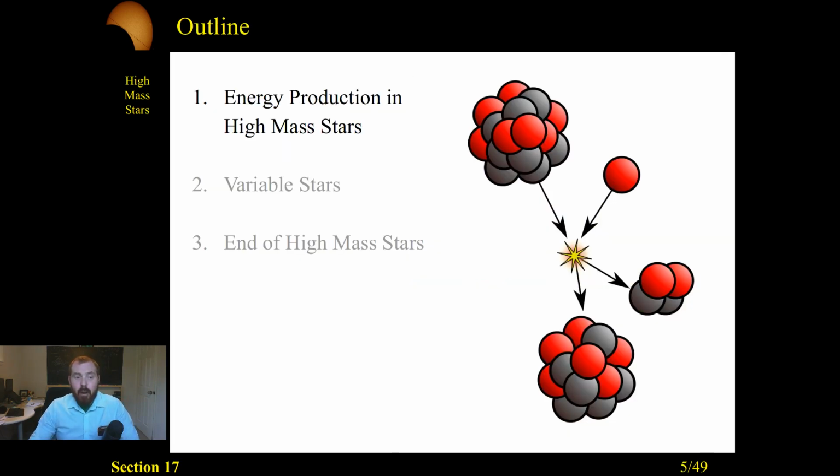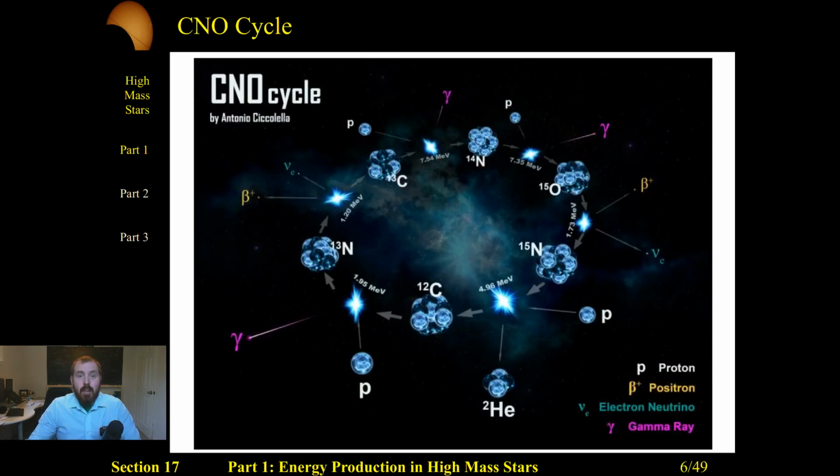Now let's just dive right into part one of this section, the energy production in the high mass stars. And this is a schematic representation of it. And it's called the CNO cycle. All right. A bit more elaborate, fanciful picture of this as it goes through every little step. So we'll go through these steps together in a bit.